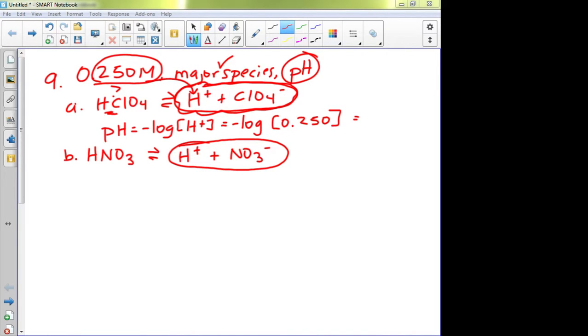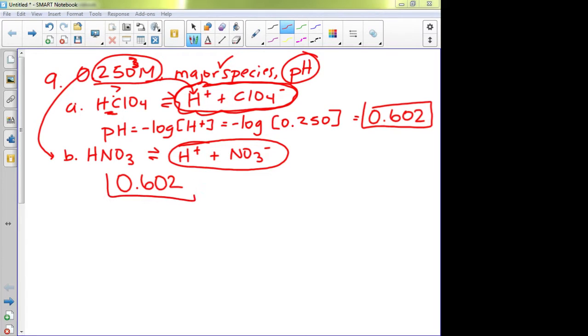How many sig figs is this? 3. So how many decimal places do I need? 3. So you should have gotten 0.602 for the pH. And since it's the same concentration for the other one, it's the same pH. What if we changed it to scientific notation, 6.01?